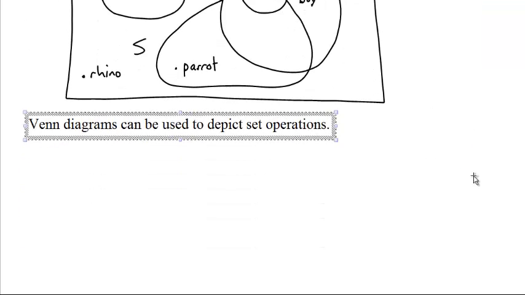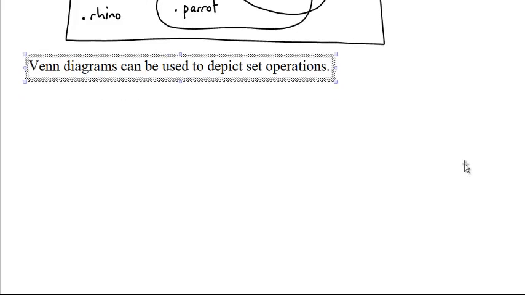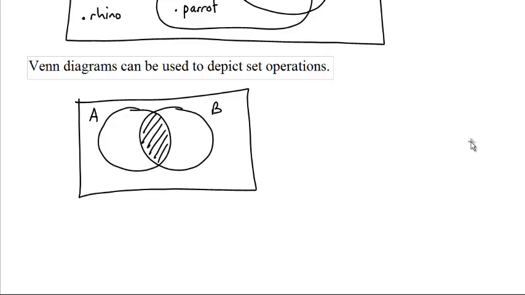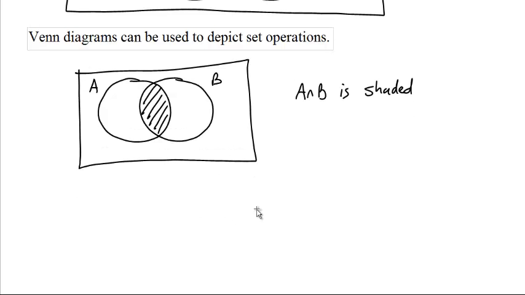Now, Venn diagrams can also be used to depict the set operations, and sometimes they help give a visual picture to these things. For example, this set. We have the universal set, set A, set B. We've shaded in the things that are in A and in B at the same time. That is the set A intersect B. The intersection is where they overlap, things that are in both sets.